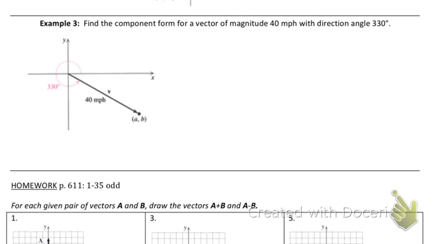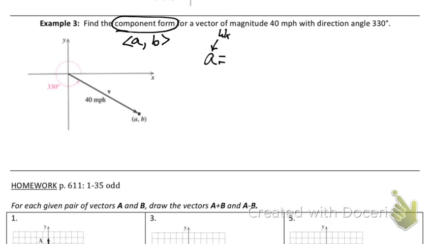The last one goes really, really quick. It says find the component form for a vector of magnitude 40 miles per hour and an angle of 330 degrees. So just remember that component form is our A, comma B. But A is just our horizontal, and B is our vertical. So when you're thinking A, you can really think of W sub x. They're the exact same thing.